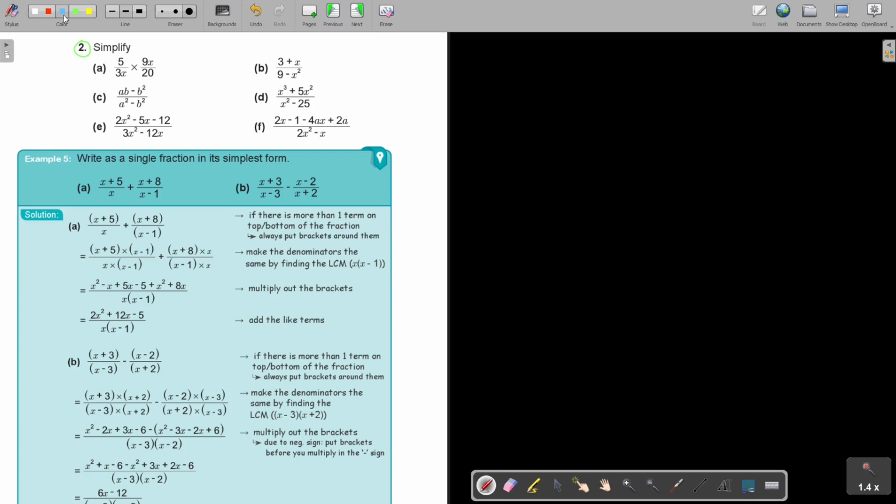Okay, number E. This is going to be 2x squared. Okay, I'm just going to take another color. I think I see better with this one. Yellow. So this is going to be 2x squared minus 5x minus 12 over 3x squared minus 12x.